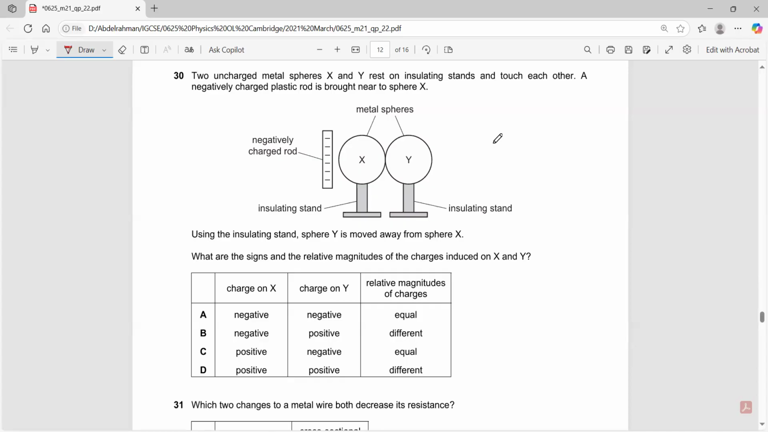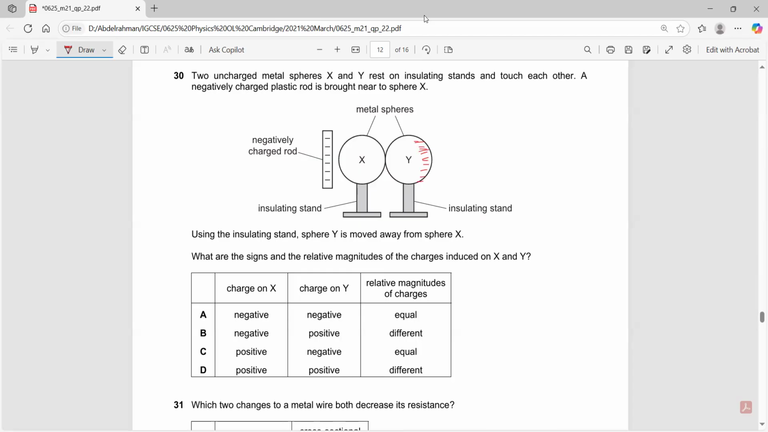Well, I know this question might be a bit difficult. It might seem to be kind of cancelled, because the whole induction with spheres has been removed, but you are still required to know what would happen to a metal sphere if you bring a charged rod near to it. If this is a negatively charged rod, then it will repel the electrons to the other side. So all of the electrons will move to this side, right?